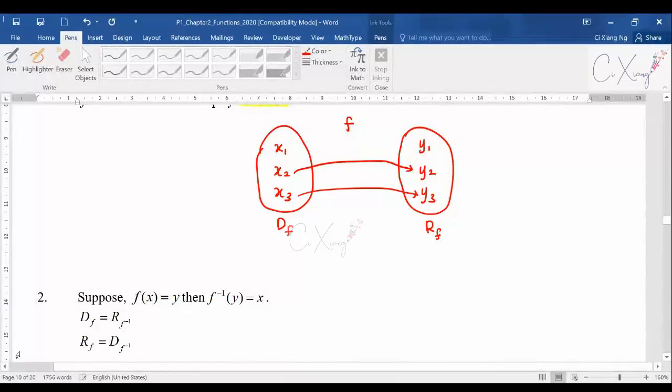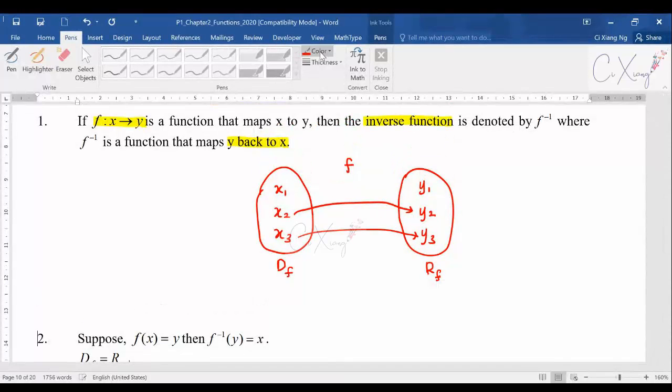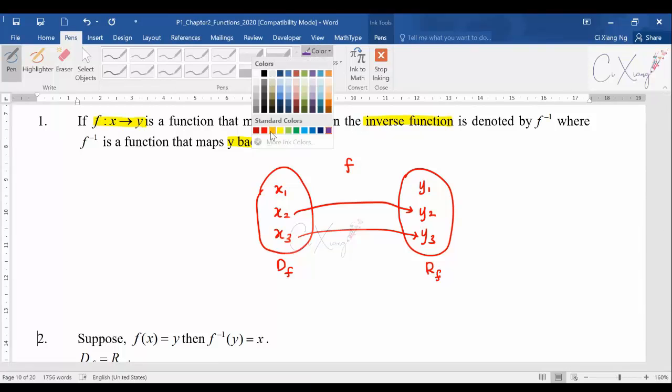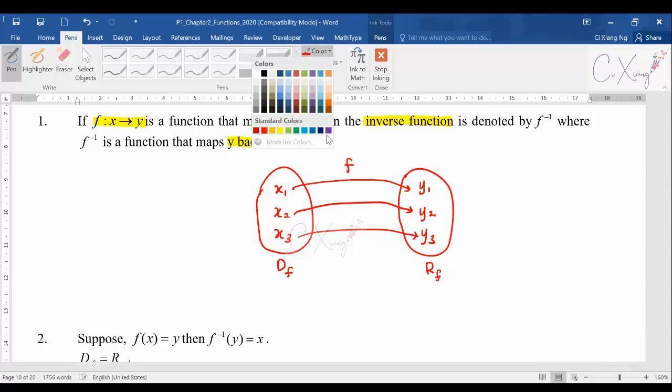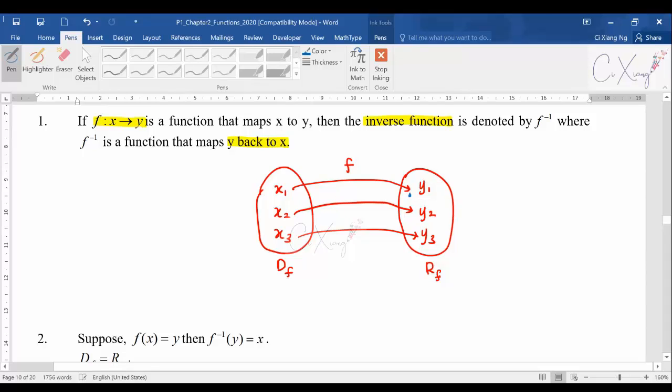Okay, then next, how about if I want to send the value of y back to the x here. So if I want to map y back to the x, maybe I use the other color, maybe blue color, so y maps back to x. Okay, so there's another function also. So this function is in the opposite direction of the function f, right? So we usually call it f inverse. So this is the meaning of inverse function. That means it is in the opposite direction of function f.